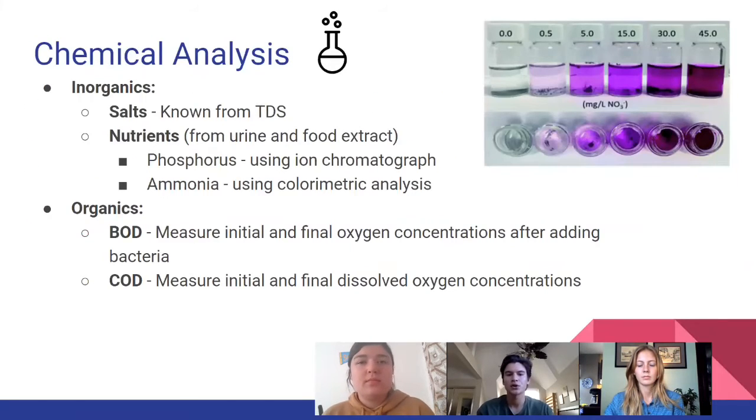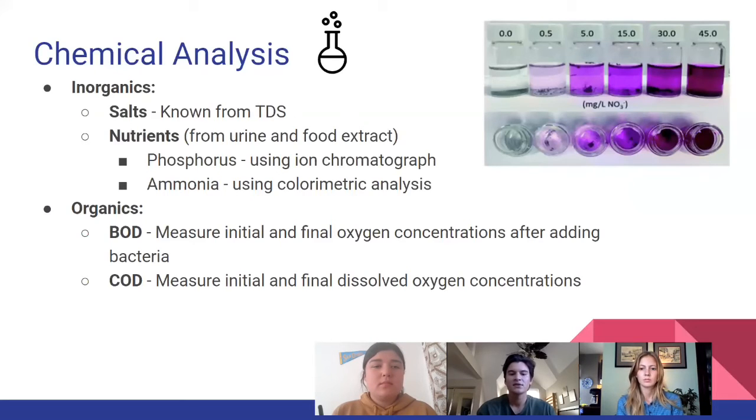Moving on to our chemical analysis, the chemical parameters, the main subgroups are inorganic and organics. In inorganics, we know the salt from the previous total dissolved solid measurement from the physical parameters. For nutrients, we look at things such as phosphorus and ammonia, and these are mostly coming from urine and food extract within the municipal wastewater.